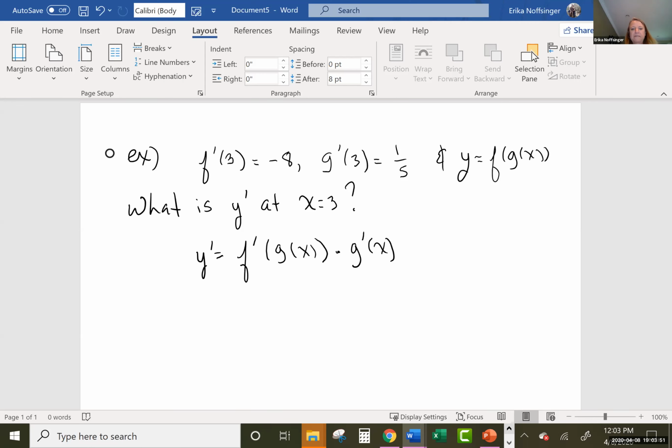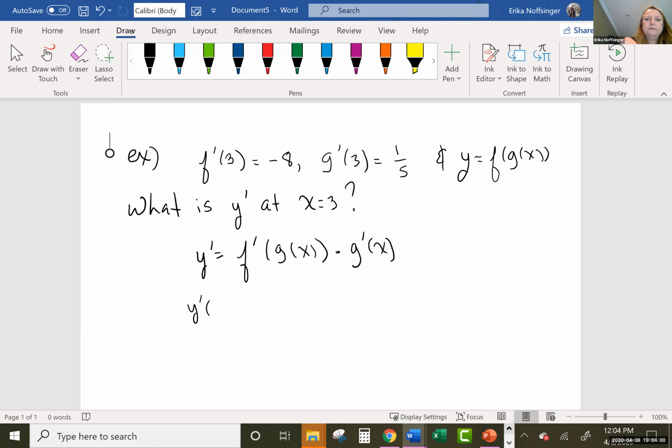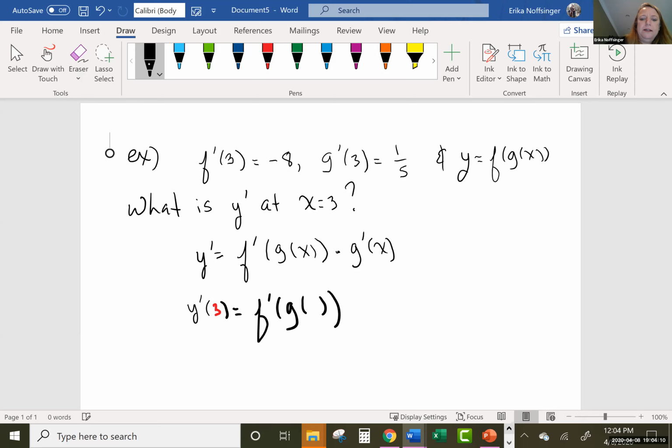And so if I wanted to figure this out when x is 3, I'm going to go in there and I'm going to plug in 3 wherever I see an x. So this is f prime of g of 3 times g prime of 3.